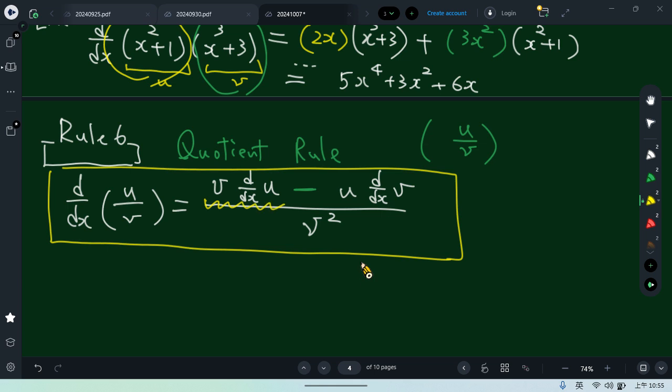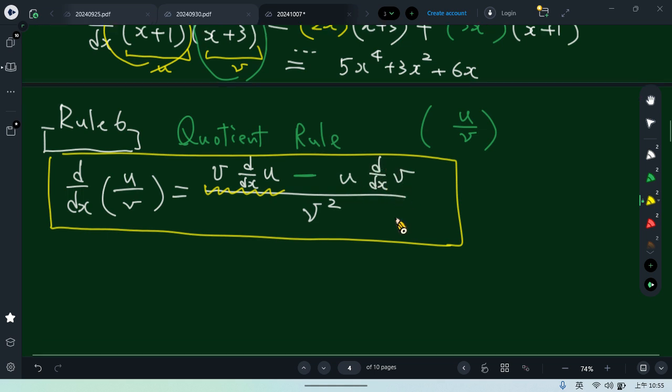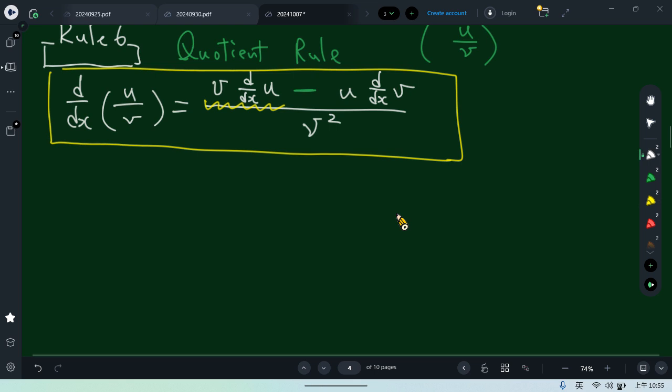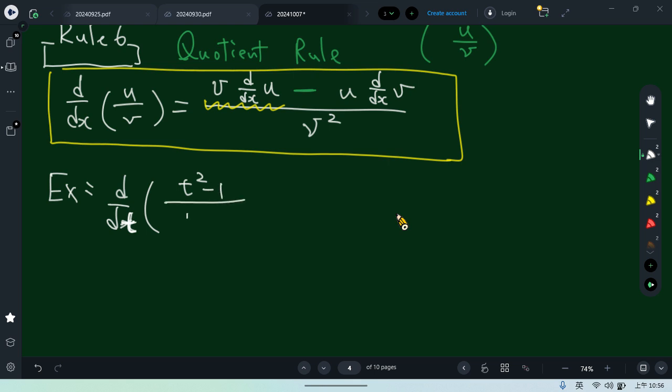So that means V squared here, and then we try not to differentiate V first, but differentiate U first. Then minus U, we will not differentiate it, but we differentiate V here. I will give you an example also. For example, if you want to differentiate, it should be T squared minus 1 over T squared plus 1.